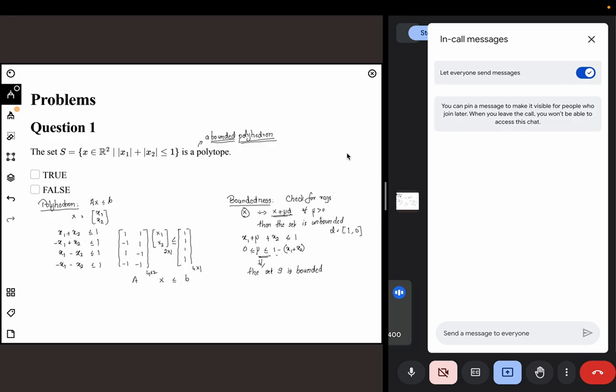Right. So I have checked the polyhedron. It is a polyhedron and it is also bounded. So since both the conditions are satisfied, I can call it a polytope.